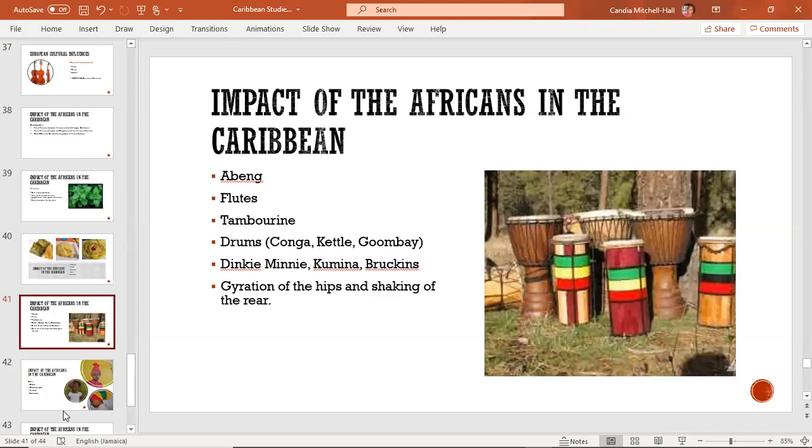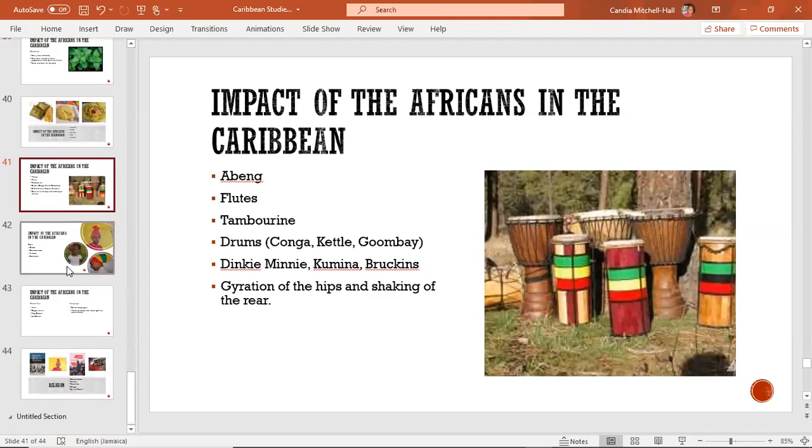Dinki Mini, Brukins, Kumina, these are dances that we have in the Caribbean. The gyration of the hips and shaking of the rear, also Caribbean, where people wind up themselves. That is the African way of dancing. Both males and females wind up themselves. The wine, in quotation, they don't put wine. You say the gyration of the hips, right? So that's what you write.